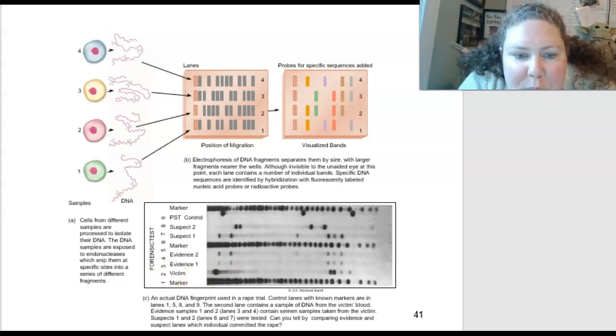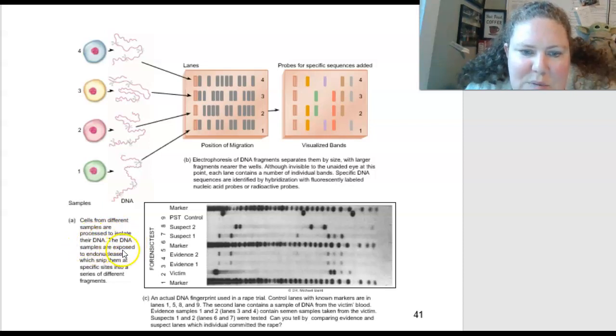Okay, couldn't find this figure, but basically, this is an example of how we can use it for good, right? So we have cells from different samples that are processed to isolate their DNA. Then the DNA samples are exposed to endonucleases, which cut them at specific sites into a series of different fragments. Then electrophoresis, or separation of the DNA fragments, separates them by size, with larger fragments near the wells. Although they're invisible to the naked eye, when we use ethidium bromide or other techniques to visualize them, we can fluorescently tag them and look at them under UV light.